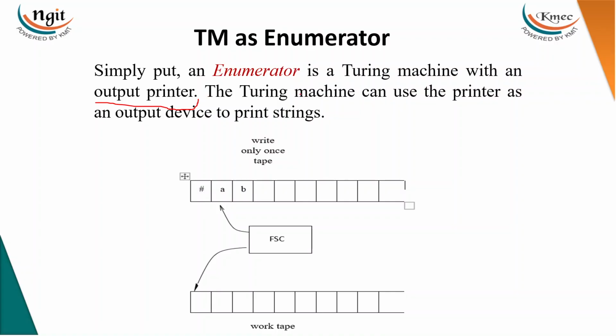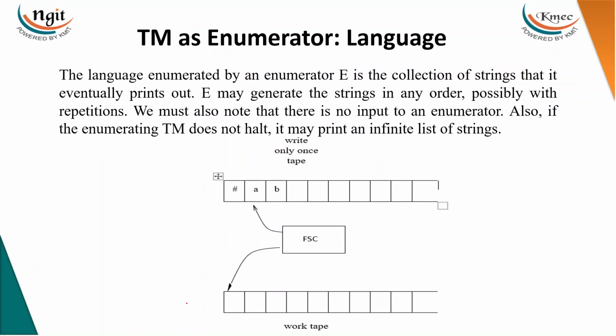But what will it do? We use this printer as the output device to print the strings. For example, here we have a write-only tape, and this finite control unit will work on it and print the output. That's it. Whatever the end user is seeing is only on this write-only tape. This would be used as a printing tape or printer, and whatever task you are doing, you can do it in the working tape.